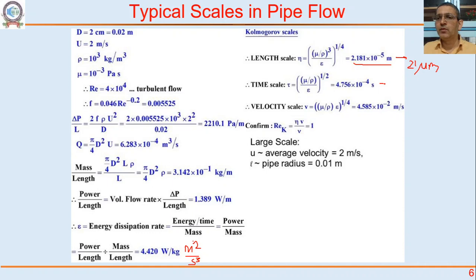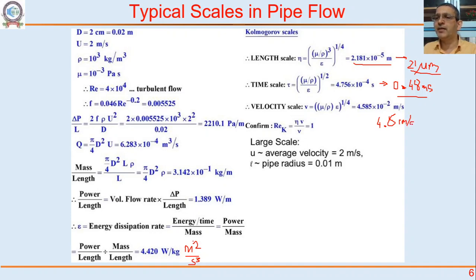Time scale would be 4 into 10 raised to minus 4, so 0.48 milliseconds. That's how fast these eddies are moving. This is the size of the smallest eddies. This is how fast they are arriving, and their velocities are 4.5 into 10 raised to minus 2, 4.5 centimeters per second, or 4.6 centimeters per second. That's the kind of velocities that the smallest eddies have.